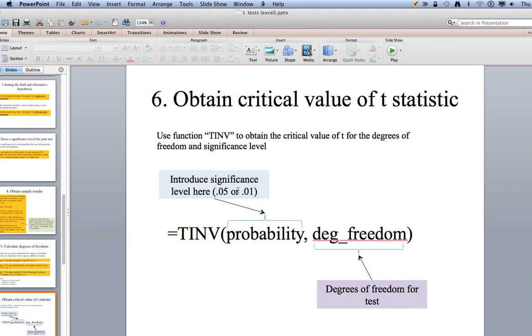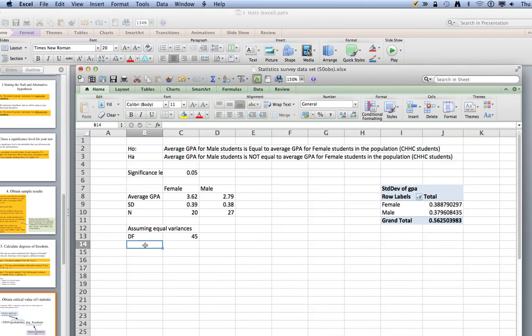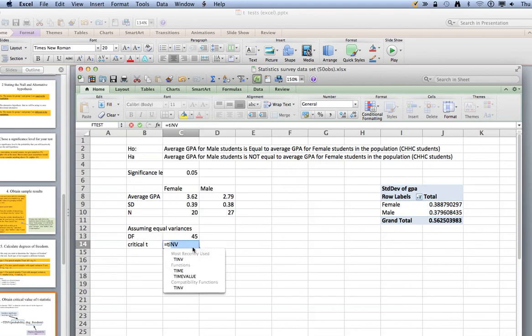The significance level that we chose, 0.05, we're going to use this one. And the degrees of freedom for the test. Right? So let's go back to here. And critical value of t, we are going to use T.INV, and then we're going to put the significance level, right, which is 0.05, and the degrees of freedom, and there are 45 in this case. Right. That is our critical value of the t-statistic when the null is true.